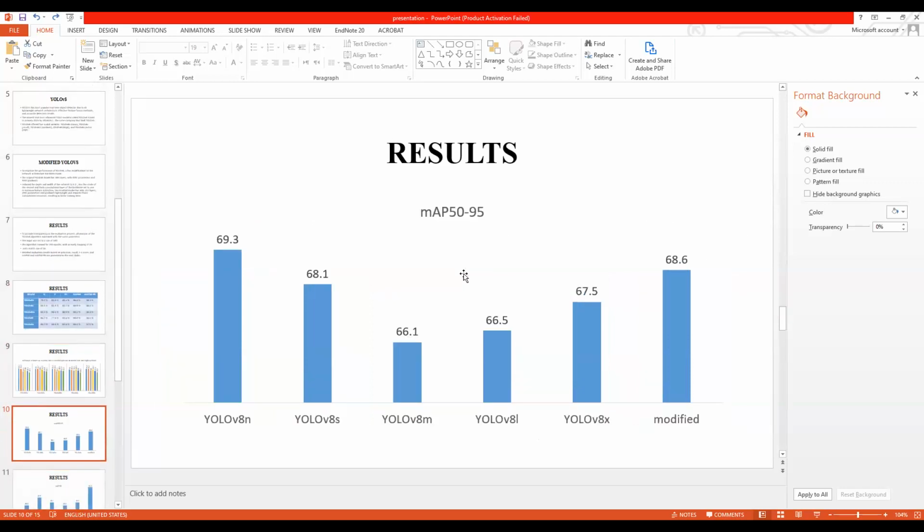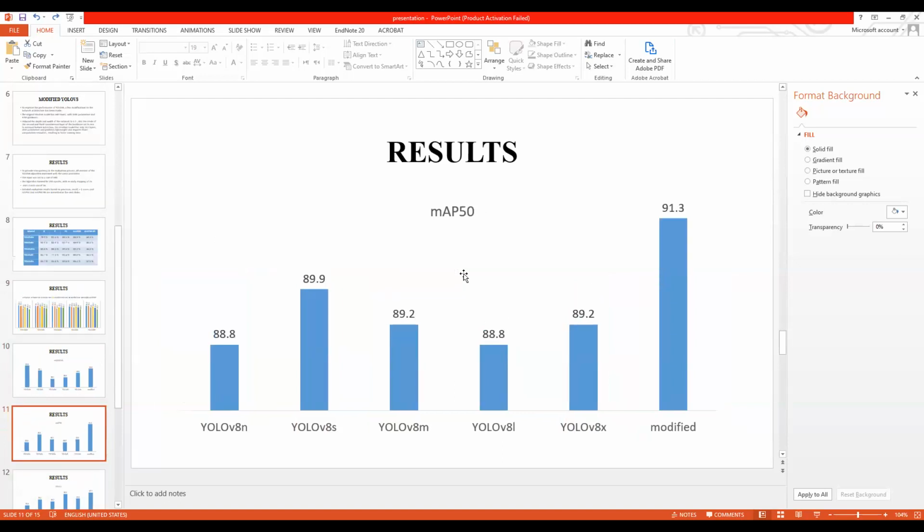This figure shows the comparison of the modified YOLOv8 with the YOLOv5. We can see here that the mean average precision of the nano model is reaching as high as 69.3 percent. But for the mAP at 50, the modified version has a remarkable percent of 91.3.